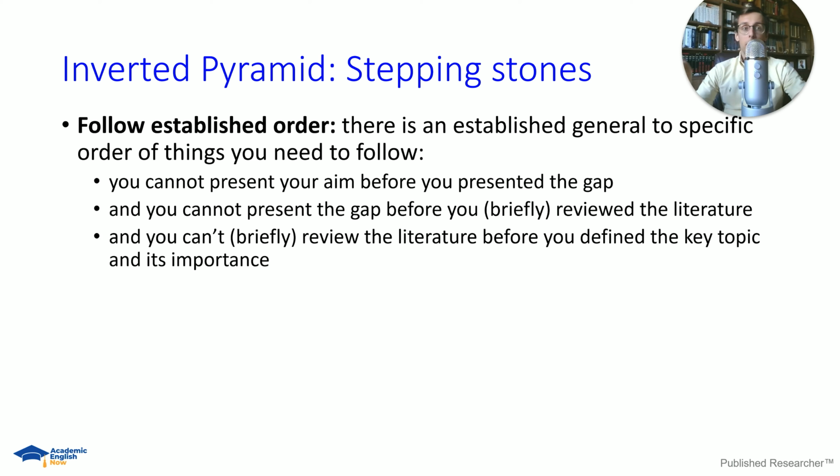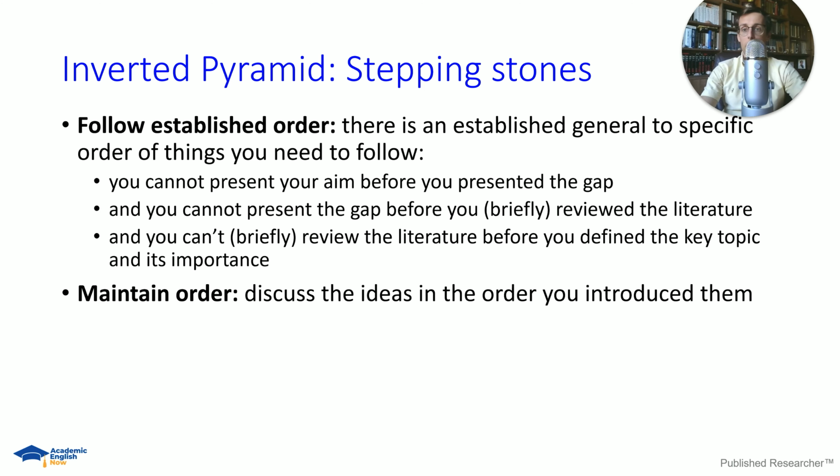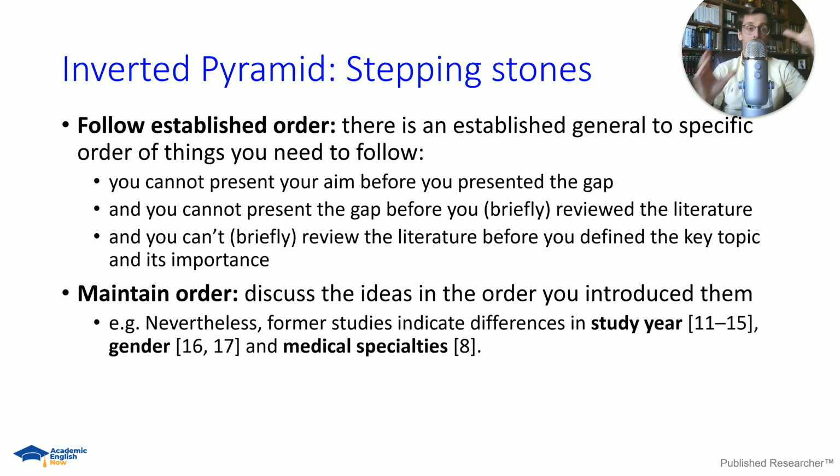And the literature cannot really be briefly reviewed before you define the key topic and its importance, because that's the stepping stone to the literature review. Okay, so there is an established order that you need to follow if you want to tell a coherent story. And then you also want to maintain order. So I've mentioned that idea before, but if you introduce 3 or 4 ideas, well, then discuss them in the order in which you introduce them.